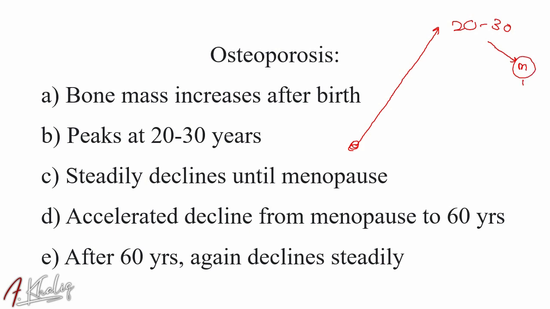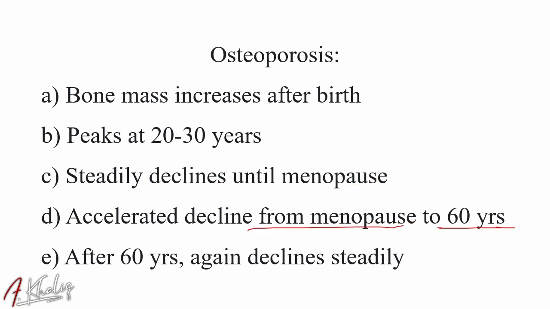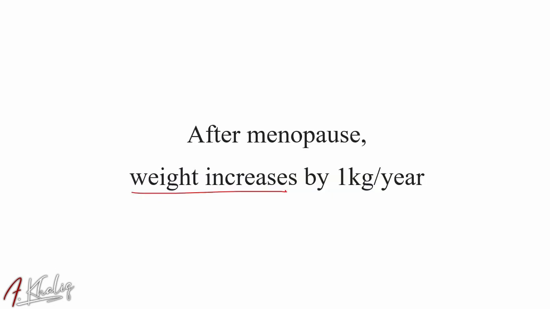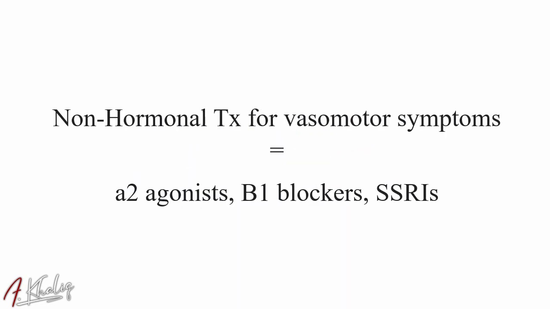After menopause, there is an accelerated decline up to 60 years, and after 60 years, again there is a decline that is steady. So bone mass increases after birth, peaks at 20 to 30 years, then there's a steady decline until menopause, and from menopause to 60 years, there's an accelerated decline, and after 60 years, there's again a steady decline in bone mass. After menopause, the weight increases by 1 kilogram per year.